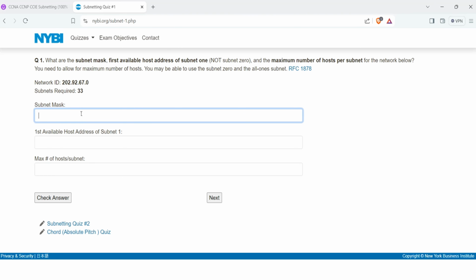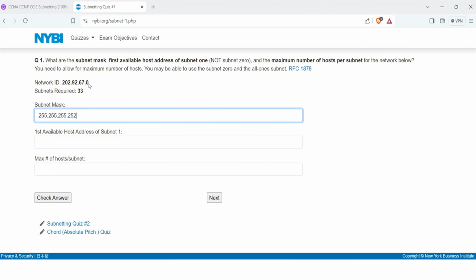Okay, I'm looking for 33 networks. Well, this is a class C, 255.255.255 dot what? Now, if I'm looking for 33 networks, how many bits do I borrow from the last octet? 2 to the 4 is 16. 2 to the 5 is 32. So it's not enough. 2 to the 6 is 64. So I have to borrow 6 bits. 128, 64, 32, 16, 8, 4. I add them together, I get 252.